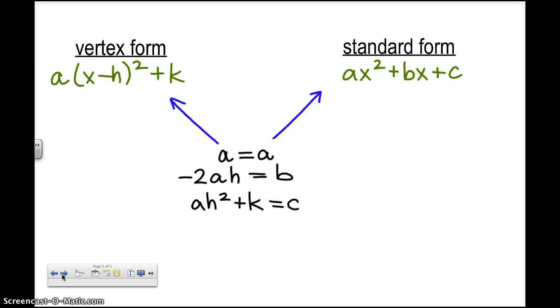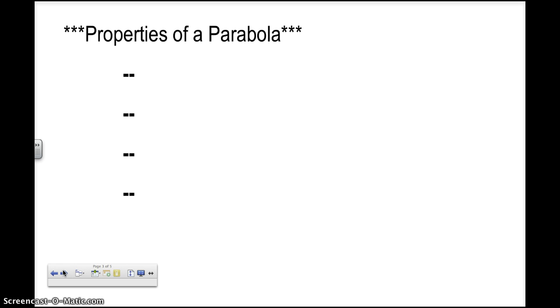So I'm just going to give these to you. Okay, I'd be happy to show you what it looks like if you want to see it. But this is how those three are related. a equals a, b equals negative 2ah, and ah^2 + k equals c. So if the formula says something about c, we know how we can get that out of vertex form.